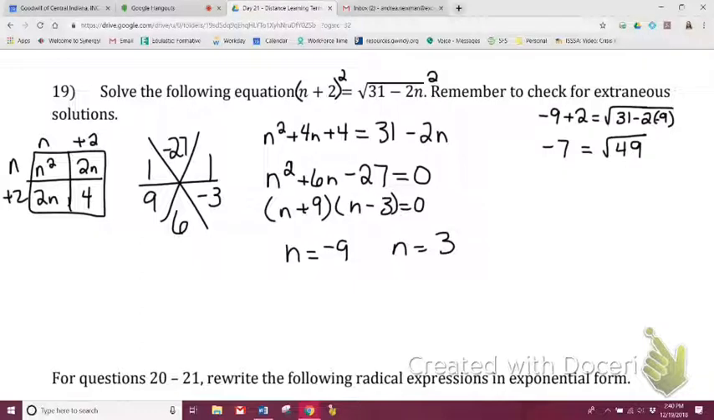Square root of 49. What's the square root of 49? Does negative 7 equal positive 7? Are they exactly the same? No. So that negative 9 is going to be extraneous. It doesn't work because negative 7 does not equal positive 7. You having $7 in your pocket is a whole different story than you owing me $7.